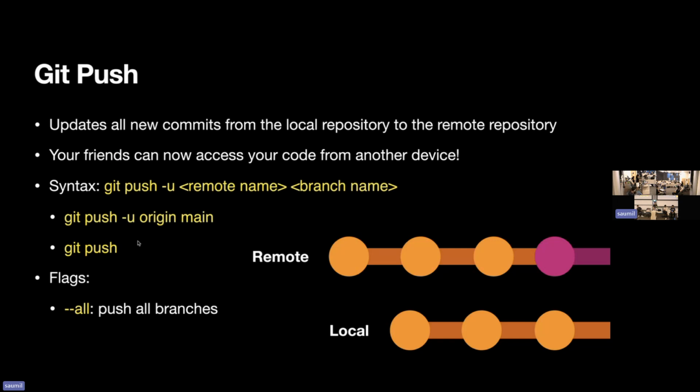I'll guide you through it, so there's no need to memorize this for now. Once you've set upstream, you've configured the default path that your pushes are going to go to, and then you can just write git push and you don't need to set your upstream anymore. Some flags: --all pushes all your branches.